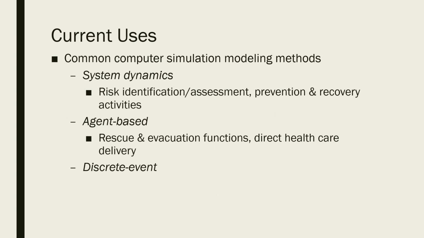Some of the most common computer simulation modeling methods that are used are typically in three different types. There's system dynamics, which uses equations to understand nonlinear behavior in complex systems. This gives a top-down, overall aggregate informational view. Agent-based, which simulates the interactions of individual elements within a complex system and typically gives a more bottom-up and granular view of things.